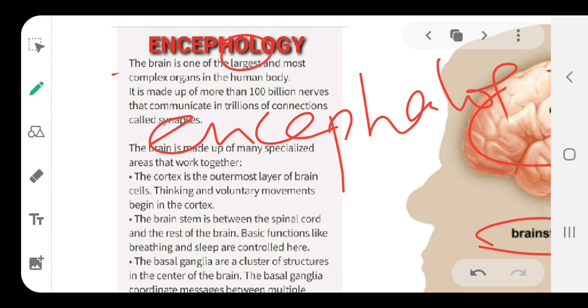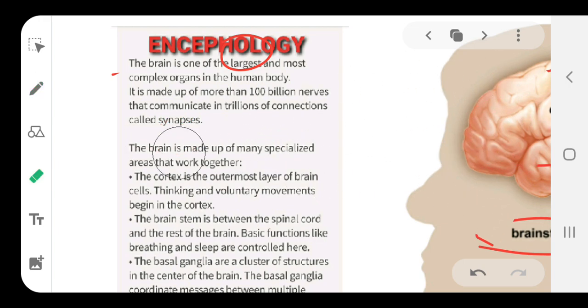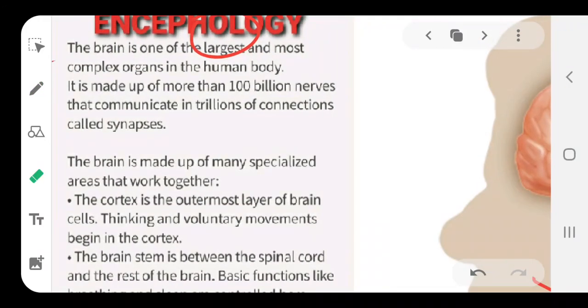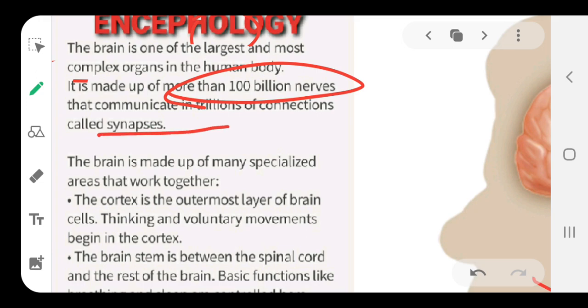So that is the branch of science that deals with the study and function of the brain, so it should be known to you completely. As I have already told you, the brain is the largest and the most complex organ of a body. It is made up of more than 100 billion nerves and synapses.